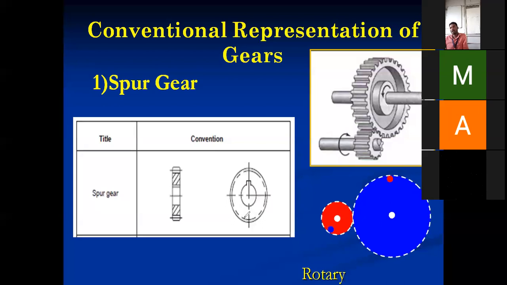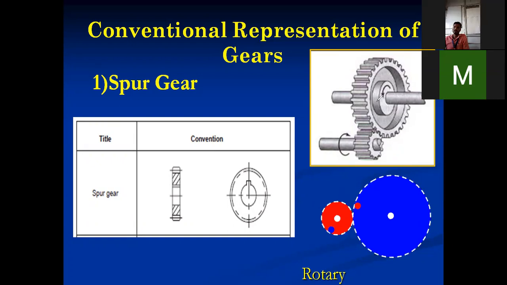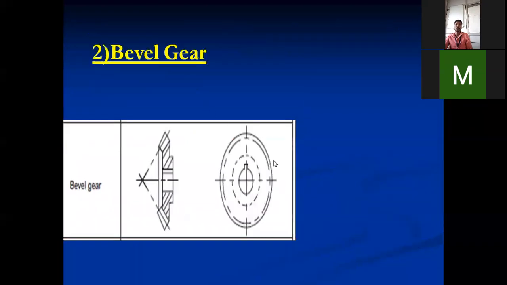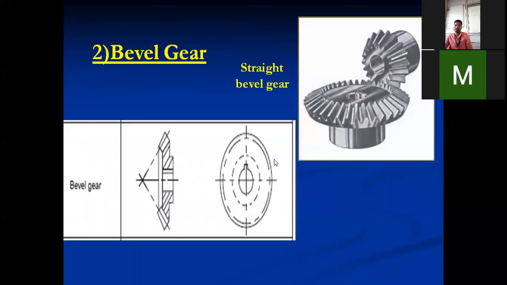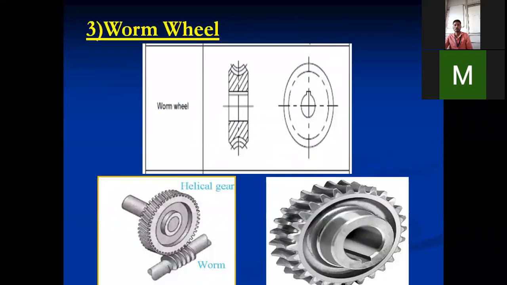In one of the figures I have kept at the corner, there is a shaft and gears. Shall I give the list of which types of gears are there? So let us give the list. There are a total of four types of gears we are going to see. One is the spur gear. Second one is the bevel gear. Then the third one is the worm wheel, or it is also called the worm gear.